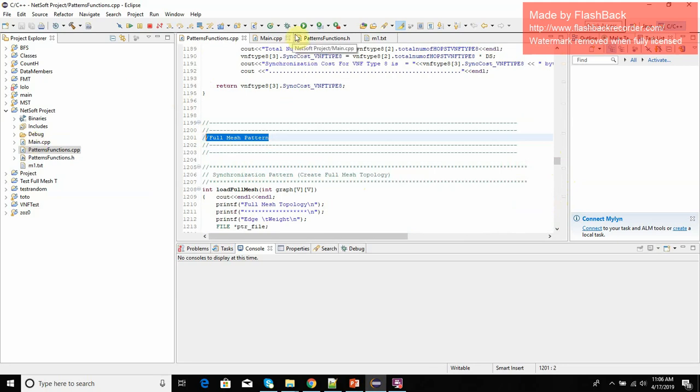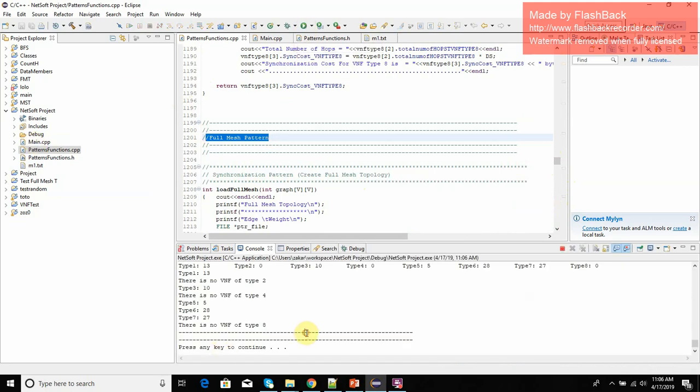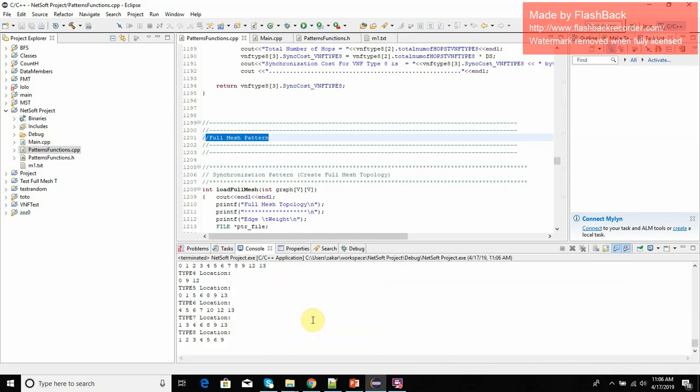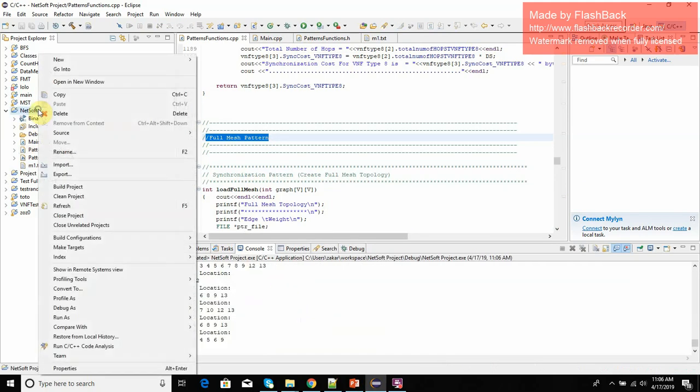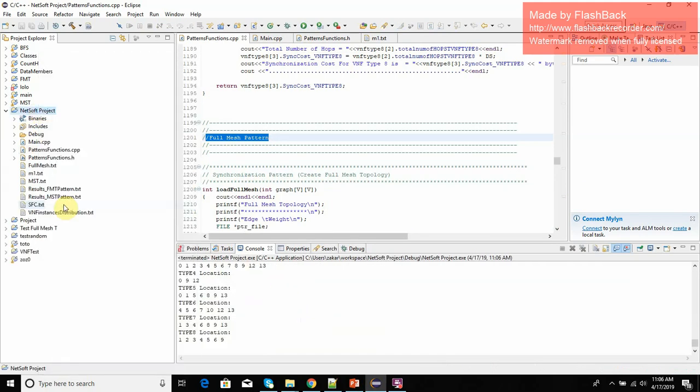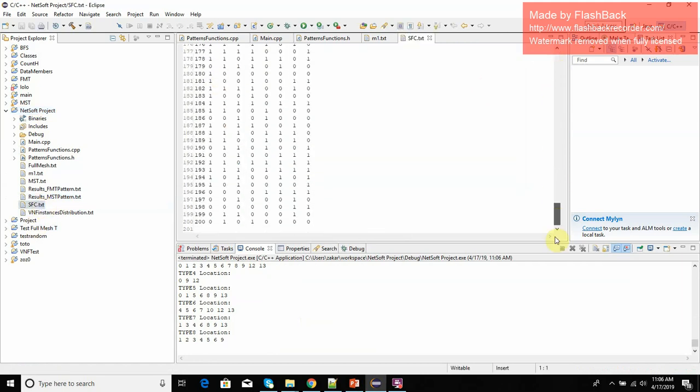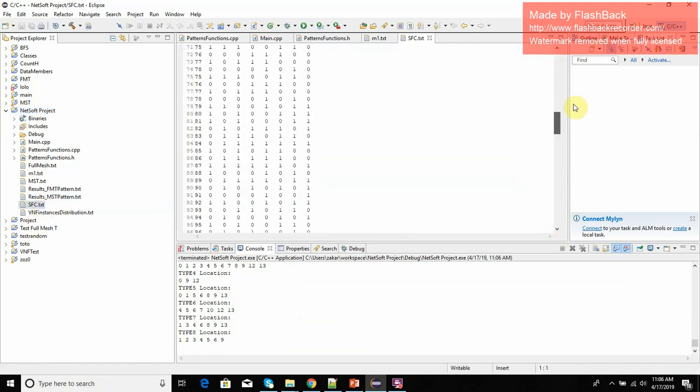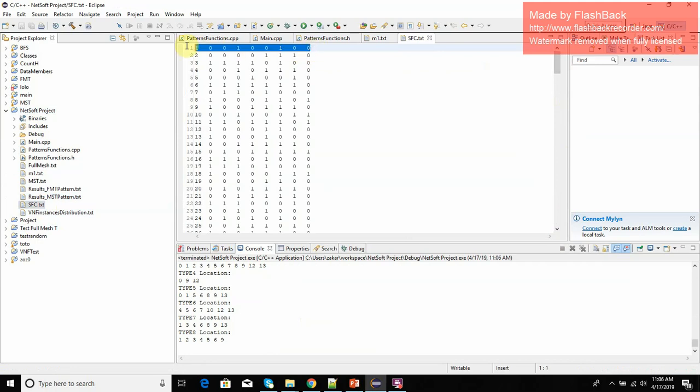Let's run the code and see some results. Okay, after running the code, we will get some text files here. First of all, the service function chain. We have here 200 service requests. Each request has different VNF types. 0 means this type is not available here. 1 means this type exists.